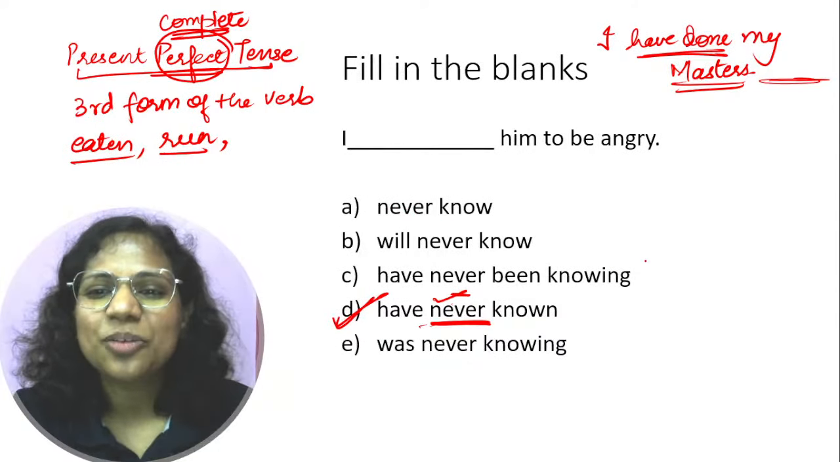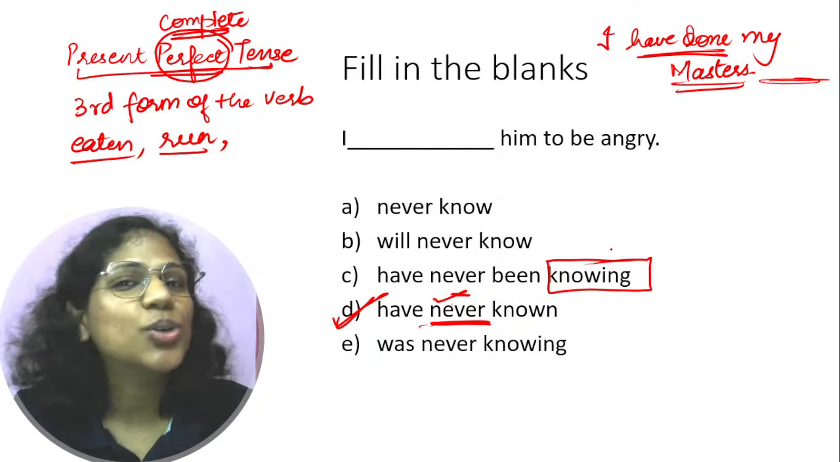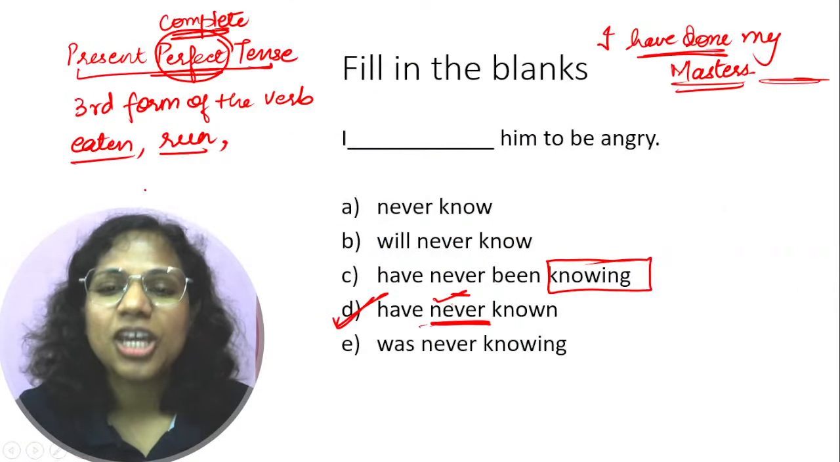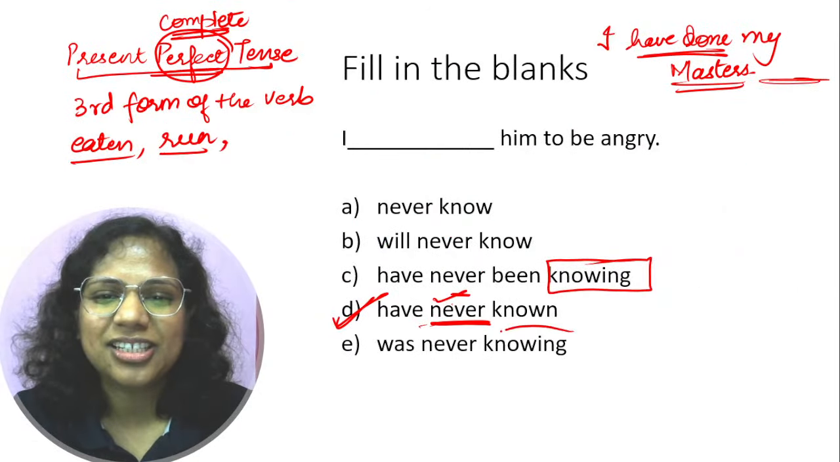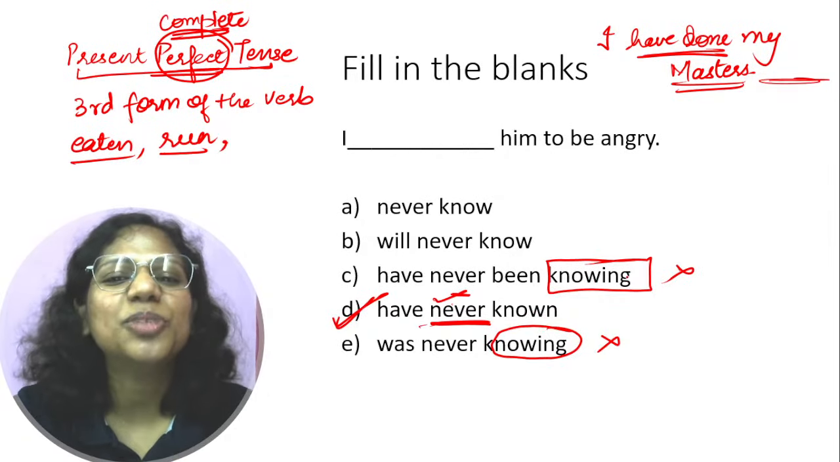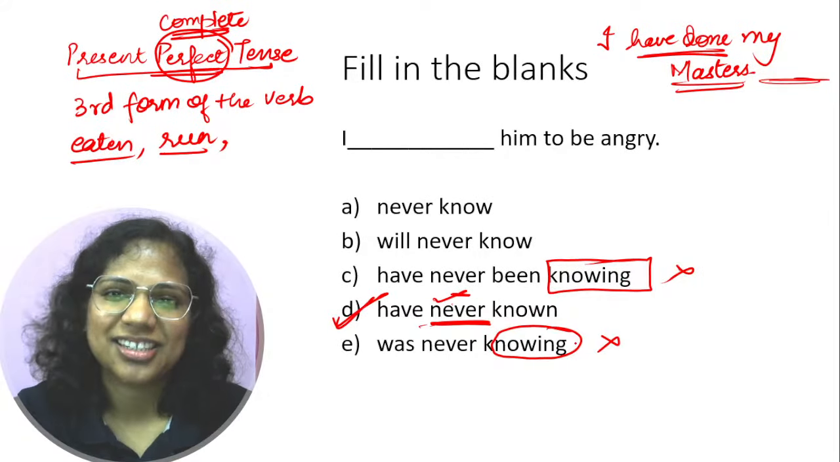Also, one more thing, because I just told you that know is not used in the continuous form as a verb, you should have very easily rejected C and E. Rejected outright. It can't be used in the continuous tense.